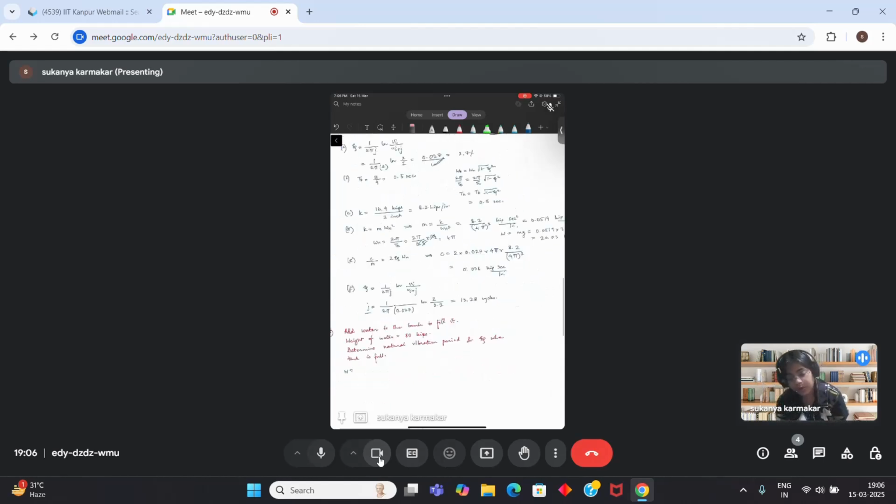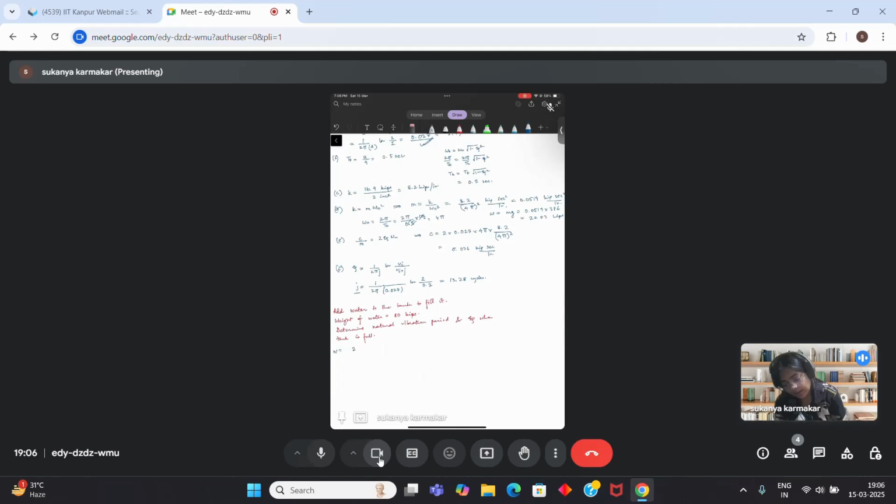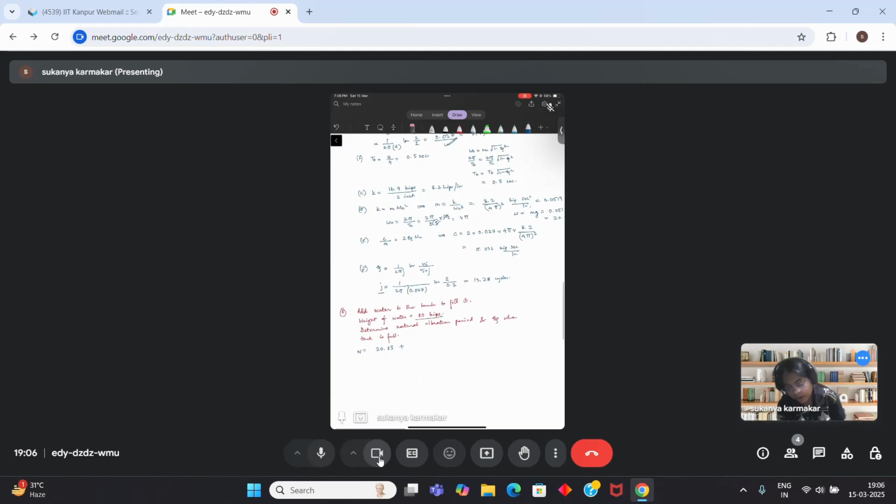So what is the new weight? The weight of the empty structure was 20.03 plus you are adding water whose weight is 80 kips. So the weight of the structure is changing. Is there any change in the stiffness of the structure? No. So when the weight is changing, this weight becomes 100.03 kips.